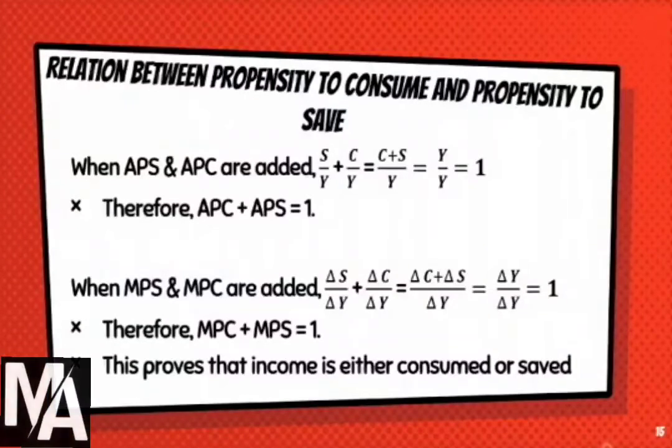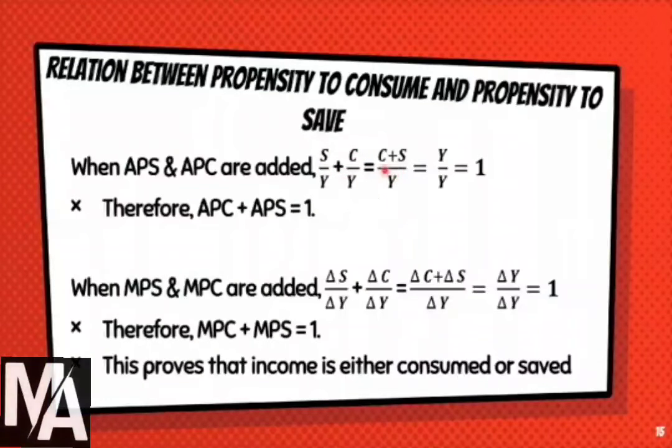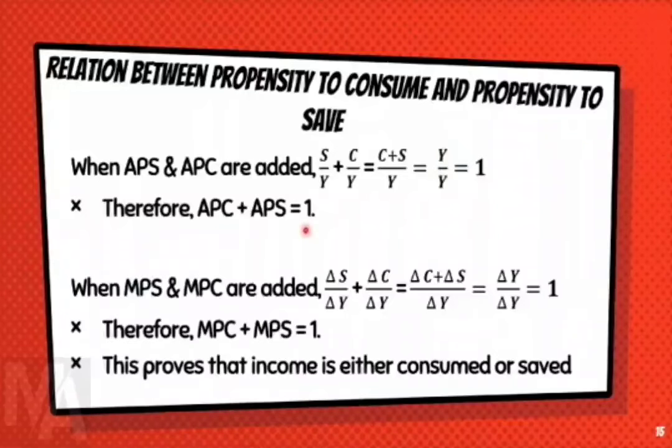Moving forward, we have the relationship between propensity to consume and propensity to save. Remember, whenever there is income, income is either consumed or saved. So we have APS, average propensity to save, and APC, average propensity to consume. Whenever these two things are added, it will become 1. For example, APS is S by Y, we discussed just now. APC is C by Y. So when we add these together, we have the common denominator Y, we have C plus S, and C plus S, or consumption plus savings, is nothing but income. So we can write Y divided by Y, it is 1. So whenever we have APS and APC added together, it will be 1.